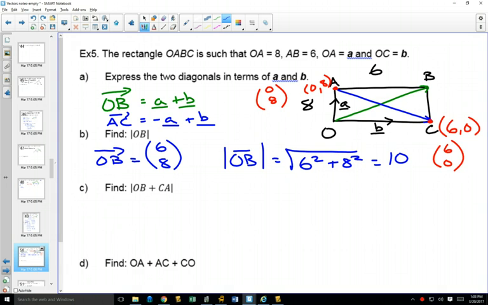What is the length of OB plus CA? Well, O to B was A plus B, and CA would be a negative of this, so that'll be minus B plus A. Simplifying that out, we're trying to find the length of two A's. What's the length of one A? 8. So two A's will have a length of 16. Of course, you could have done your column vectors to figure that out as well.